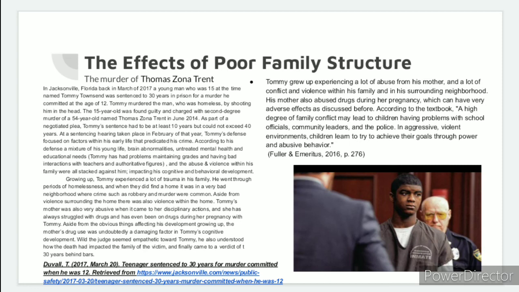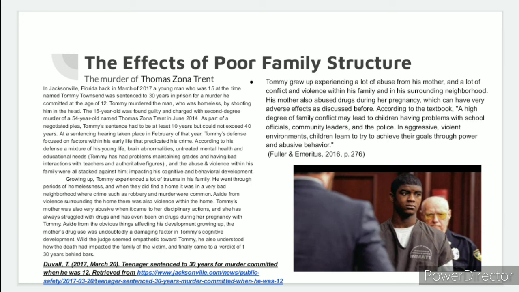This can relate to the effects of poor family structure in many ways. Tommy grew up experiencing a lot of abuse from his mother and a lot of conflict and violence within his family and in his surrounding neighborhood. His mother also abused drugs during her pregnancy, which can have very adverse effects, as discussed earlier in this presentation.